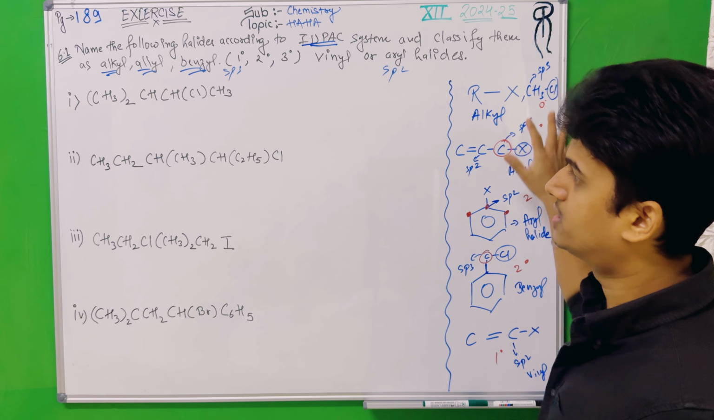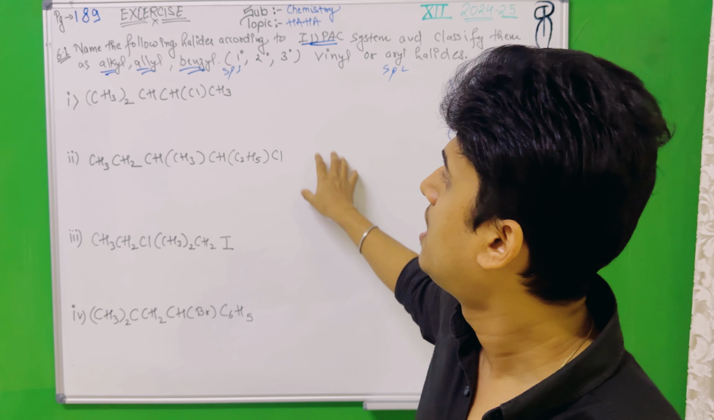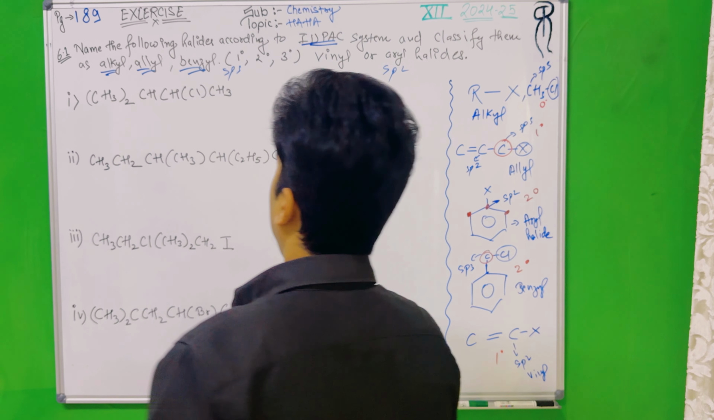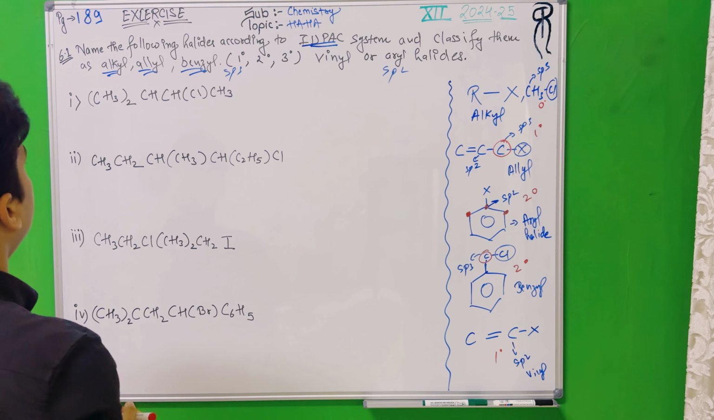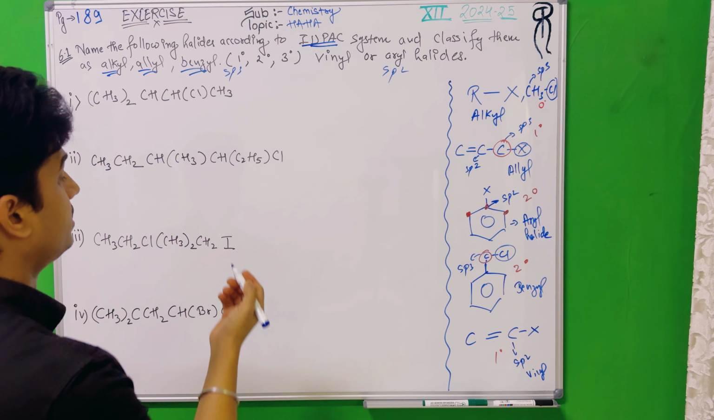Once you got this point, it will be very easy for us to do this. So let's jump into this and see how we can give the classification and the name of the following compounds. Before naming, what you have to do is first open the structure. Until you open the structure, the problem looks a little bit complicated to us.